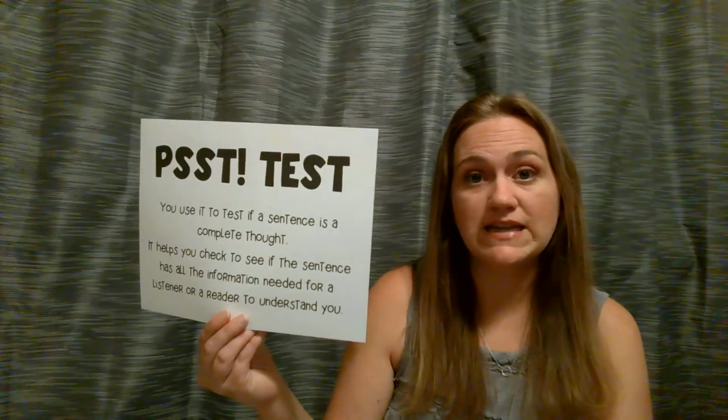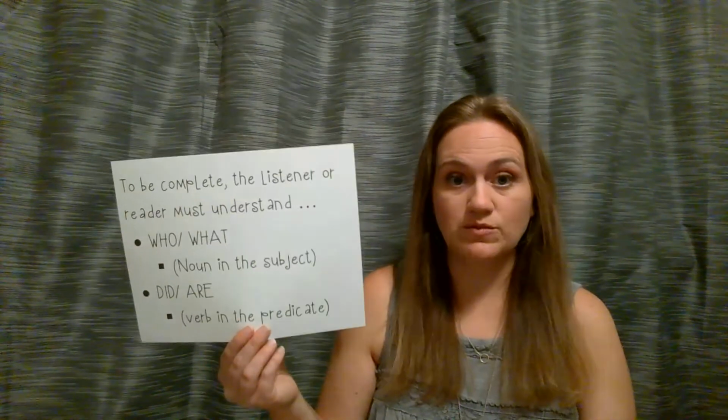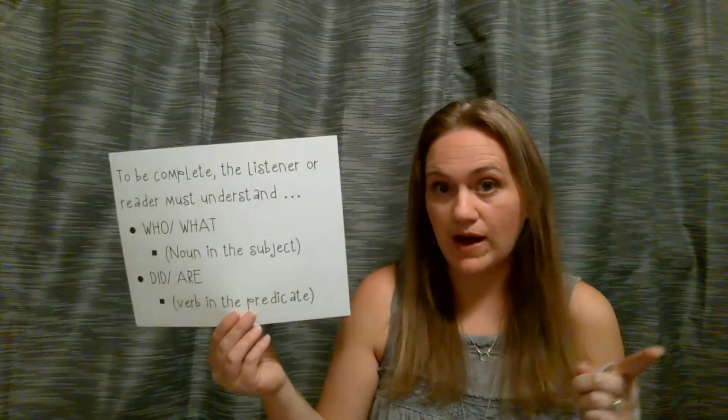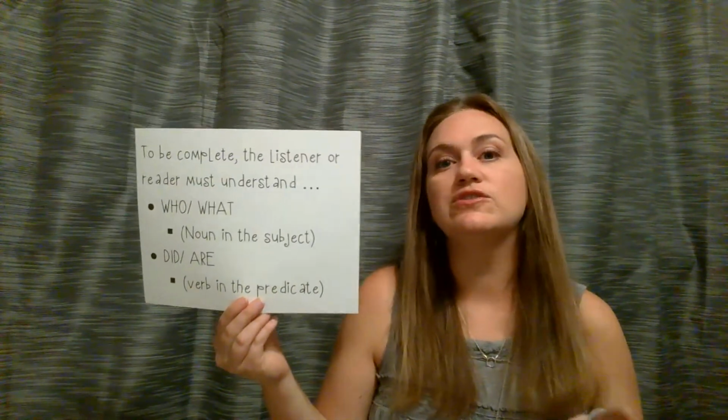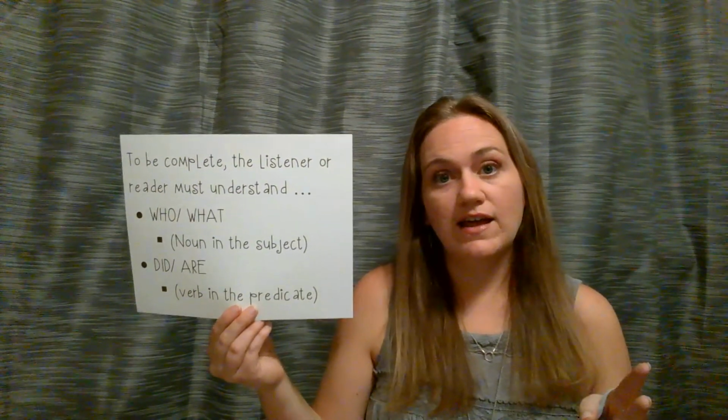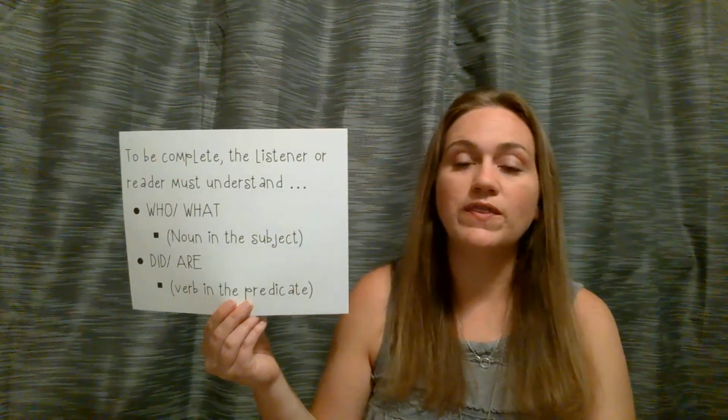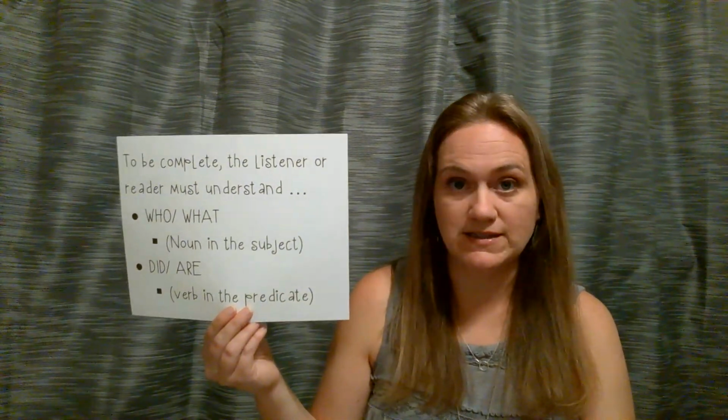This week we're going to be studying the PSST test. The PSST test is the test that you give to a sentence to see if it is a complete thought or not. To be complete, a sentence must tell us two things. We must know who the sentence is about, and then we also need to know what they did if it's an action sentence, or what they are if it's a describing sentence.